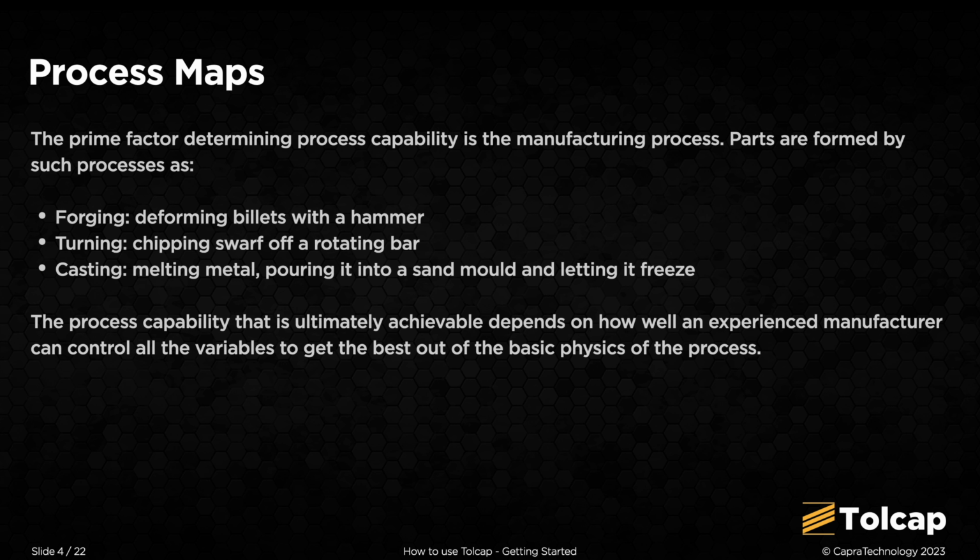The prime factor determining process capability is the manufacturing process. Parts are formed by such process families as forming. Forging, for example, is hitting parts with a hammer to deform them plastically into shape. Machining. Turning is cutting pieces of swarf away from a rotating bar. Casting or moulding involves melting the material, pouring it into a mould and letting it refreeze. The point is that these processes essentially come down to physics, and the process capability that is ultimately achievable depends on how well an experienced manufacturer can control all the variables to get the best out of the basic physics of the process.